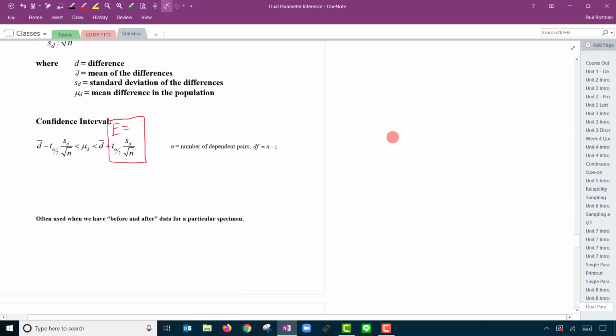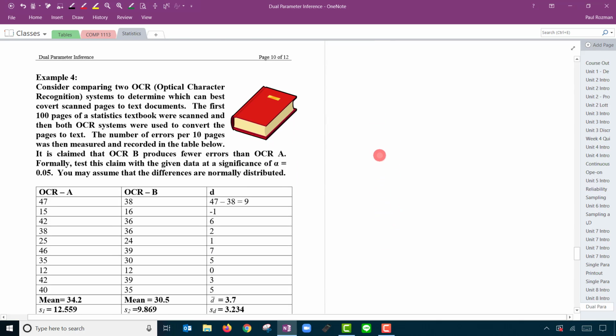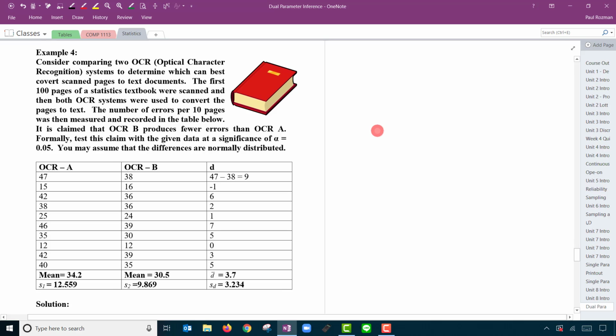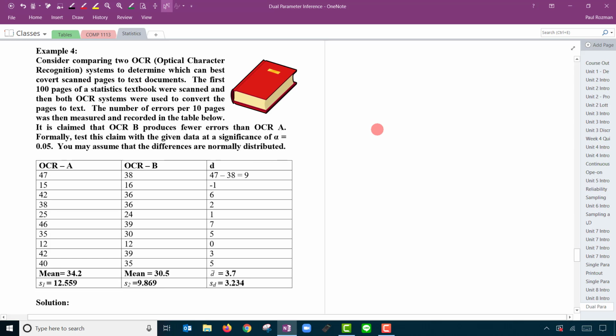Let's try an example here. We're going to test out two software programs. They have great names, Software A and Software B. And what these programs do is they take images and they try to extract the text from the images. So it's called optical character recognition.